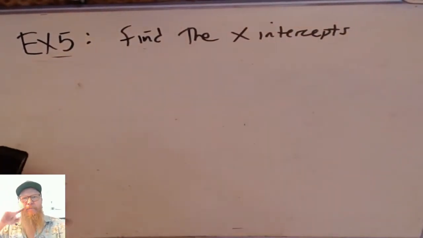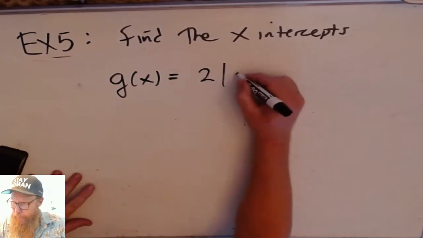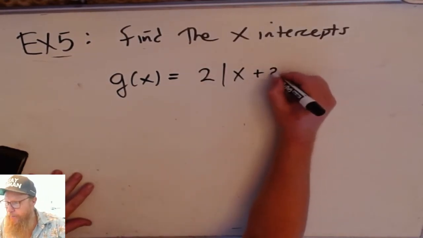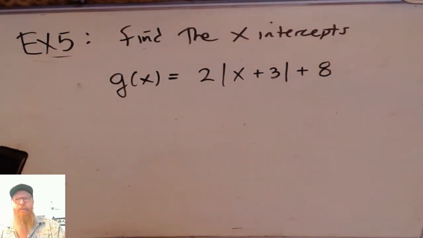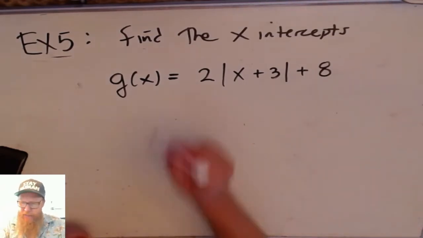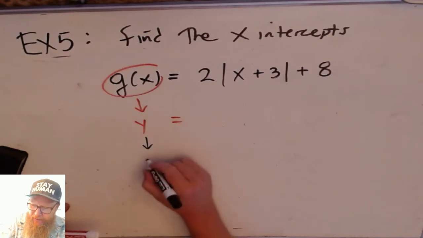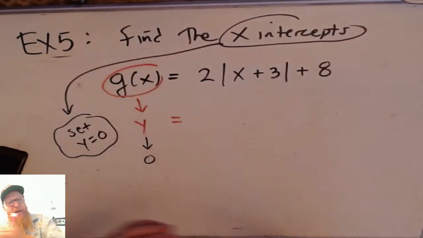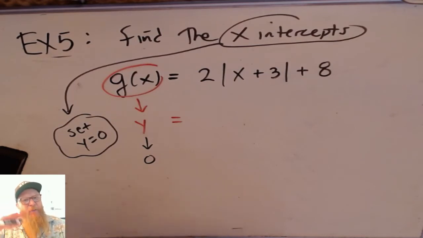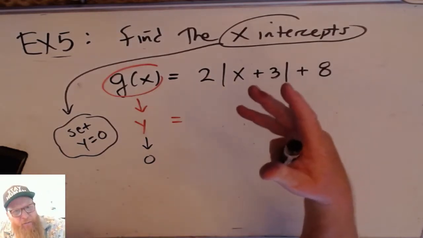So find the x-intercepts. All right, find the x-intercepts. So again, g of x is really y. And we're setting y equal to 0. I would just memorize that. If you want to find the y, you set x to 0. If you want to find the x, you set y to 0. It's always backwards. Whatever you're looking for, you want to make the other variable 0.